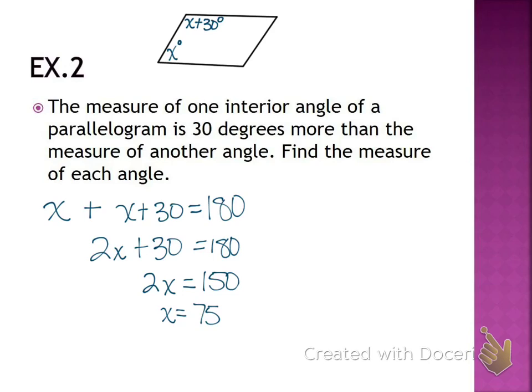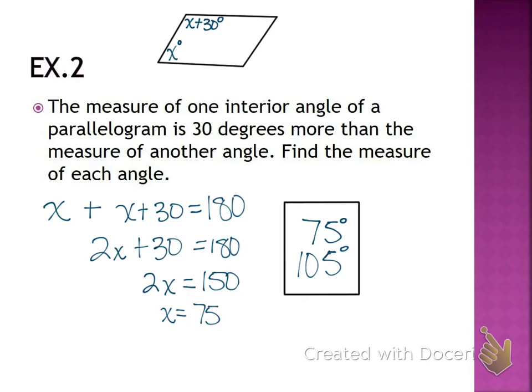One of them. The other one would be, what would it be? 105. We add 30 to that, we get 105. Okay, so we would have two angles that measure 75 degrees. The other two angles would measure 105 degrees.